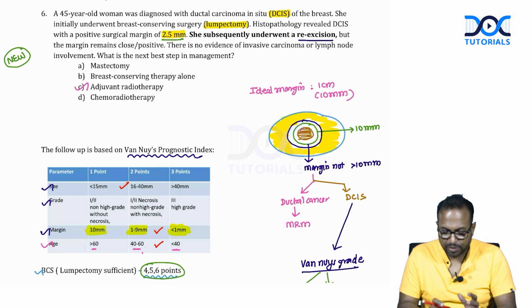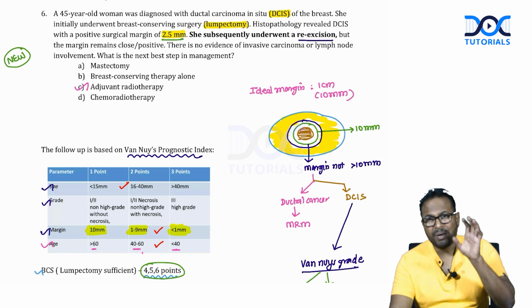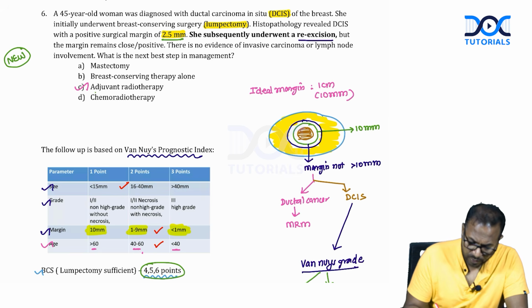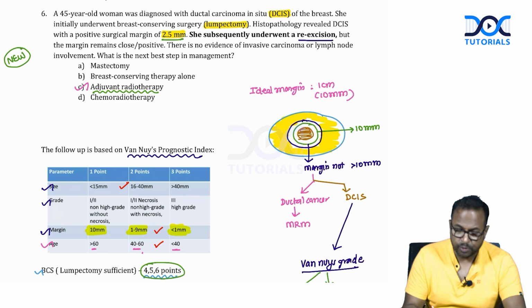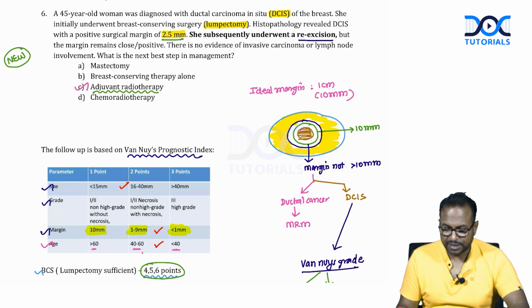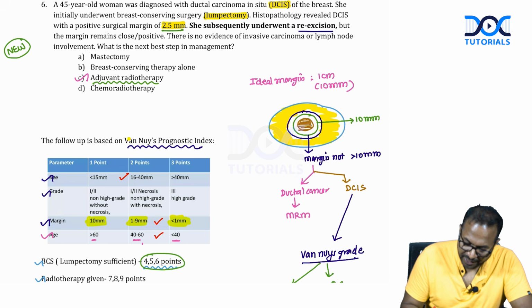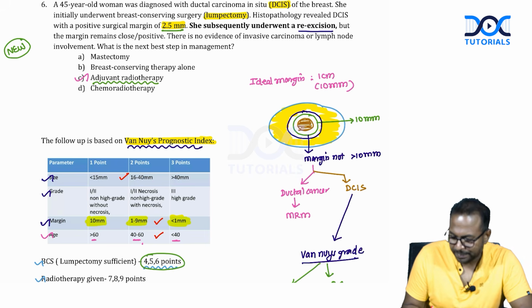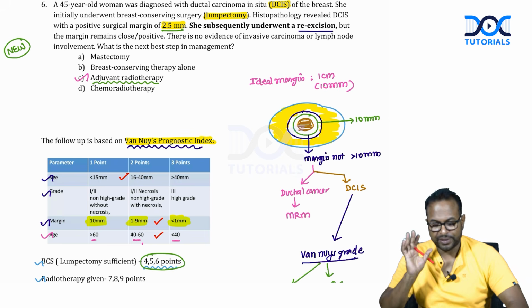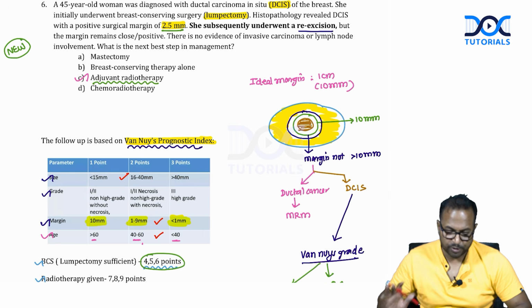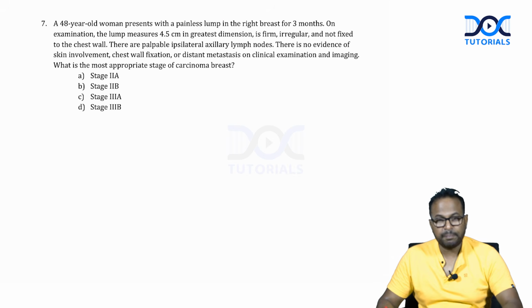Though the question is not fully focusing on Van Nuys grading, this is a straightforward question. When the margin is very close, go for adjuvant radiotherapy is an old concept, and this is the same question asked in the INICET exam. So this is based on Van Nuys grading. Definitely this is too much of a question for FMGE exams, I am sure of that. So with Van Nuys grading, adjuvant radiotherapy should be given for those patients. This is a typical repeat question.